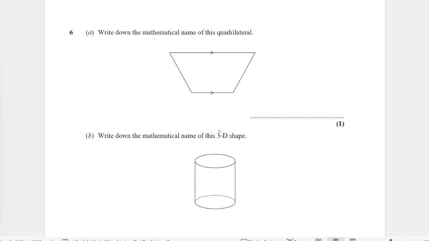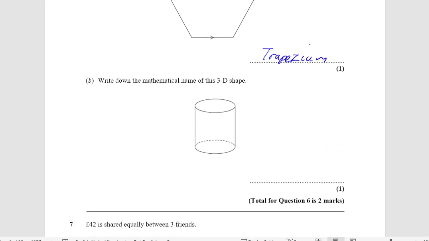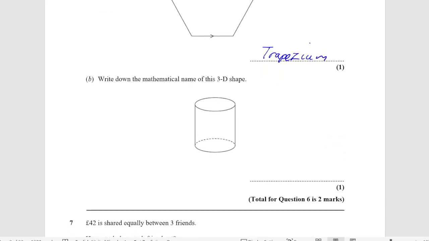Question 6a, write down the mathematical name of this shape. So we've got a pair of parallel sides, so that's going to be a trapezium. Part B, write down the mathematical name of this 3D shape. So that's going to be a cylinder.